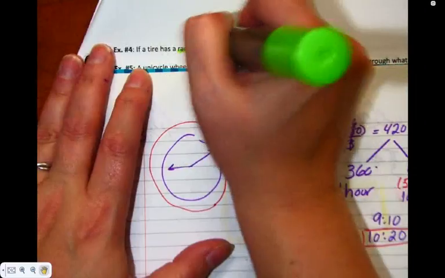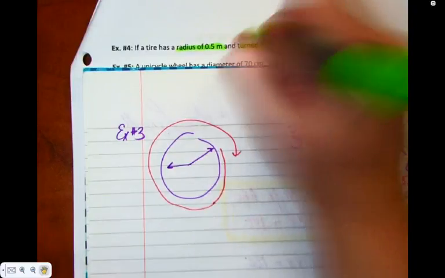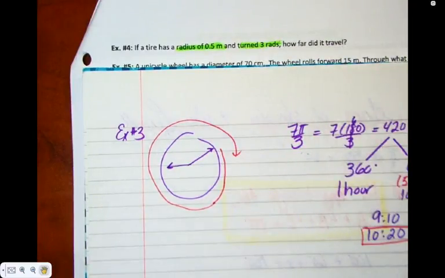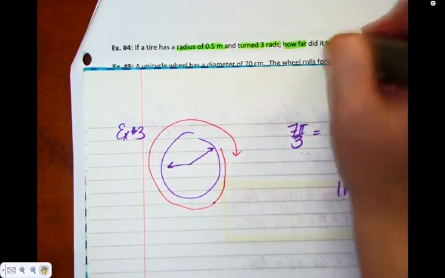Radius of 0.5. Now to a mathematician, I don't care if it's a tire, a wheel, a donut, anything that's circular. The minute I see radius, I know it's a circle. So to a mathematician, it's irrelevant. It's scientists that care what it is. We don't care. So radius of 0.5. What else do I need to know? Turn 3 rads. What do I want to find? How far? Travel.